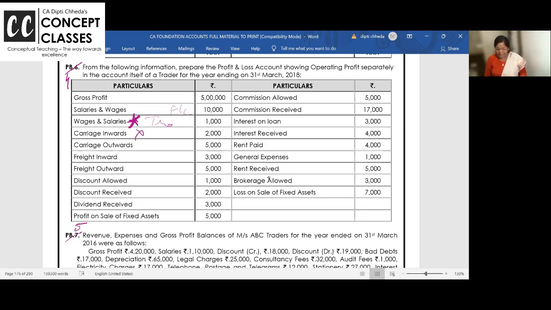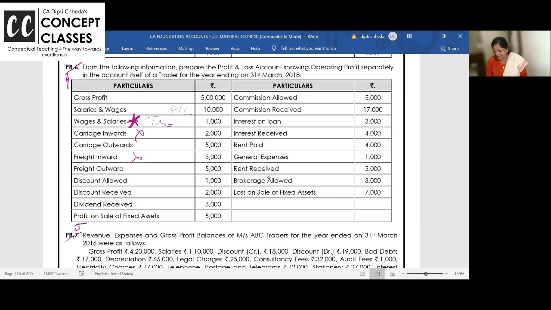We know the format of the P&L account; what will fit, we will write. We will not write carriage inward. It doesn't come. Carriage inward is related to core purchases. What we are not writing, we will cover in a note. Carriage outward, bilkul aayega. It is related to your sales. Freight inward will not come, but freight outward will come, related to your sales.